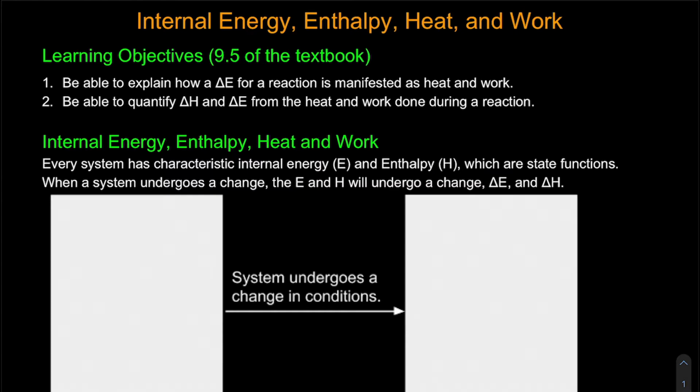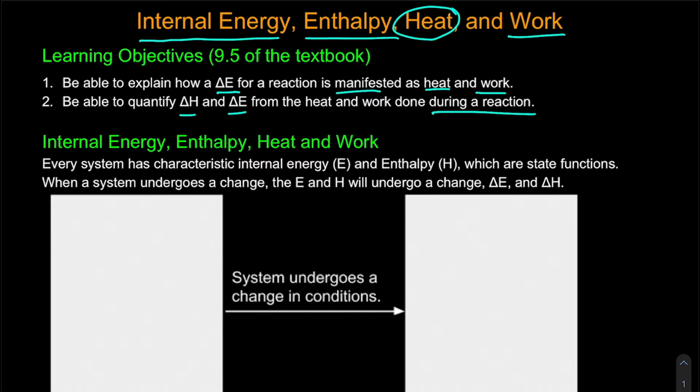So previously we've looked at the transfer of heat between one object into another that has only really to do with a change in temperature. Now we're going to bring into this idea of internal energy, enthalpy, and how that relates to heat and also work within a reaction. So hopefully we'll be able to explain how our change in internal energy, capital E is internal energy, can be manifested as heat and work, and then be able to quantify the relationship between delta H, enthalpy change, and delta E, change in internal energy, as it relates to heat and work done during a reaction.